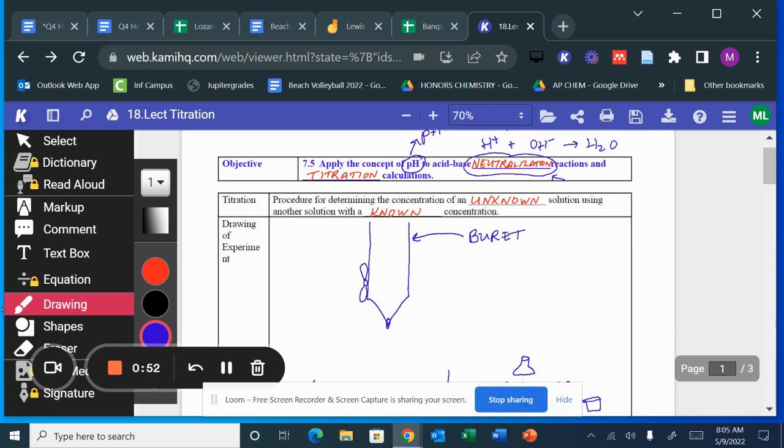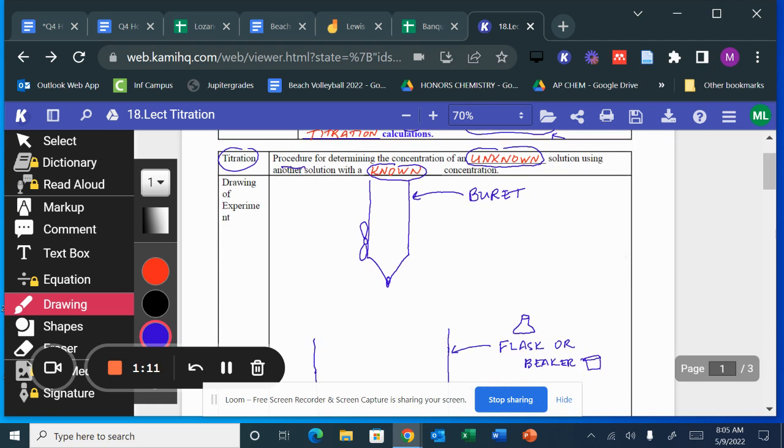So first, let me tell you what titration is. Titration is a procedure to find the concentration of something you don't know using another solution that you know. Okay, an example would be, let's say you don't know the concentration of an acid, then you would add a base to it where you know the concentration of that base.